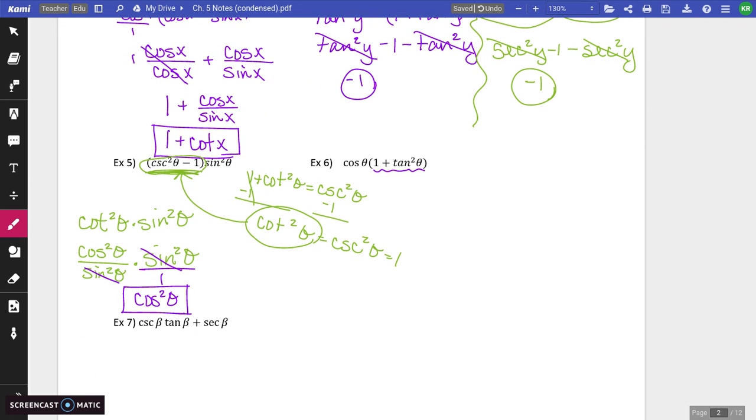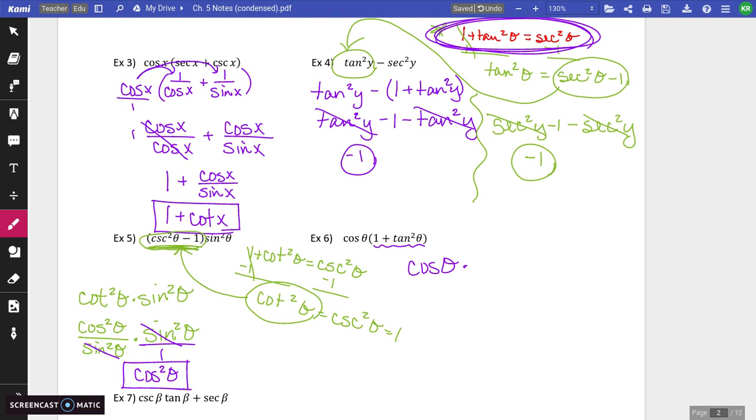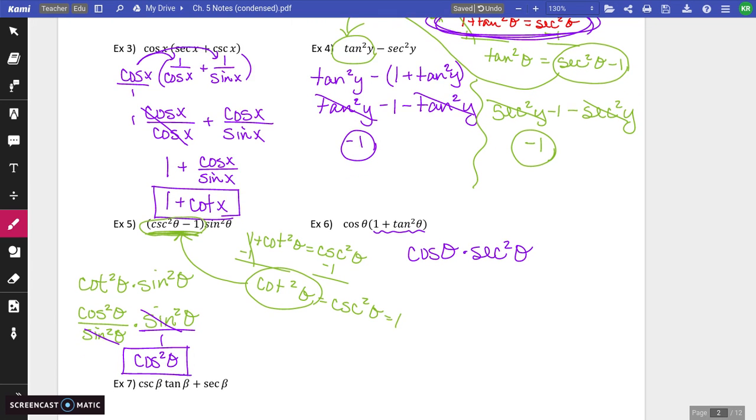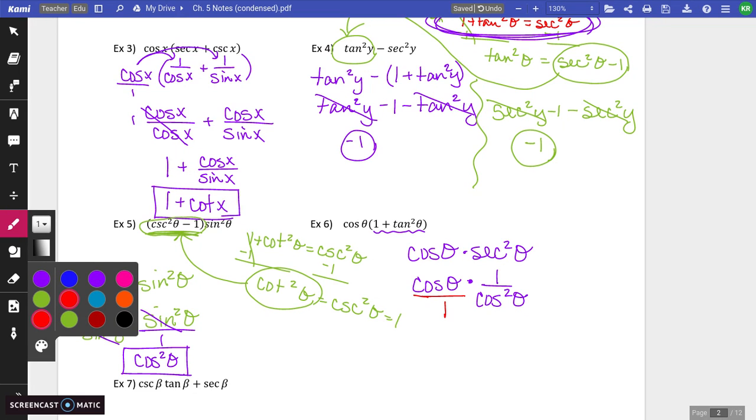Okay, so I can make a substitution, and I'm going to rewrite this as cosine of theta times secant squared theta. Okay, so that looks like a good substitution. Now I would suggest rewriting with sines and cosines because secant is 1 over cosine. Secant's the reciprocal of cosine. So that's going to be 1 over cosine squared. Okay, this is going to be over 1.